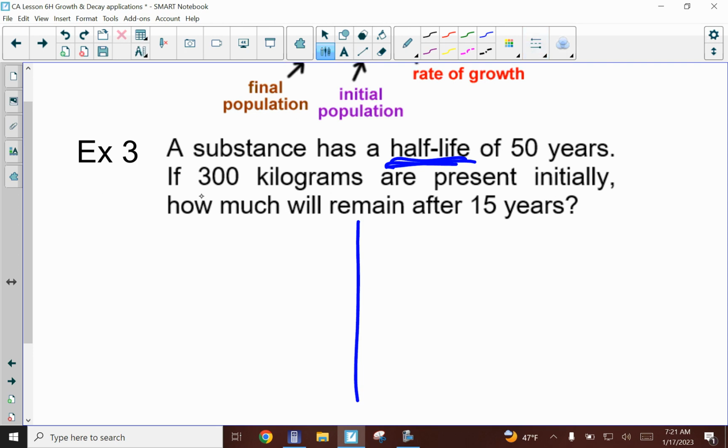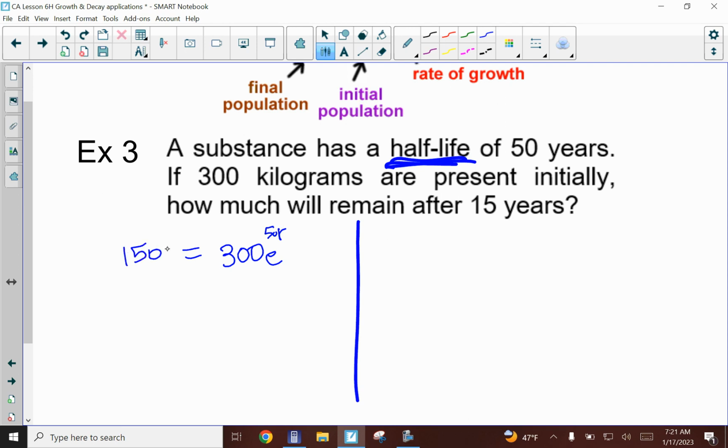So it says there's 300 kilograms present initially. That's the beginning amount. So it's going to be 300 E. The R, we never know R because in these bacteria questions, they never tell us what R is. Bacteria and radioactive substances, they hardly ever tell us what the R is. And it takes 50 years for there to be half. So the number that they didn't give us is half of 300. So that's going to be 150.